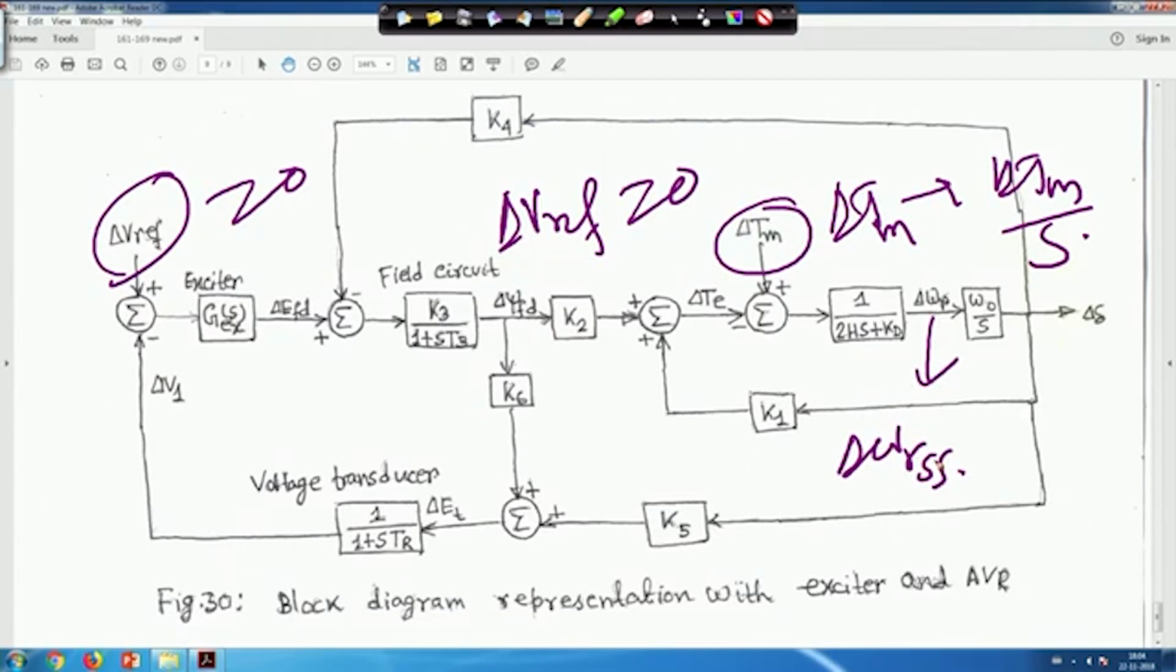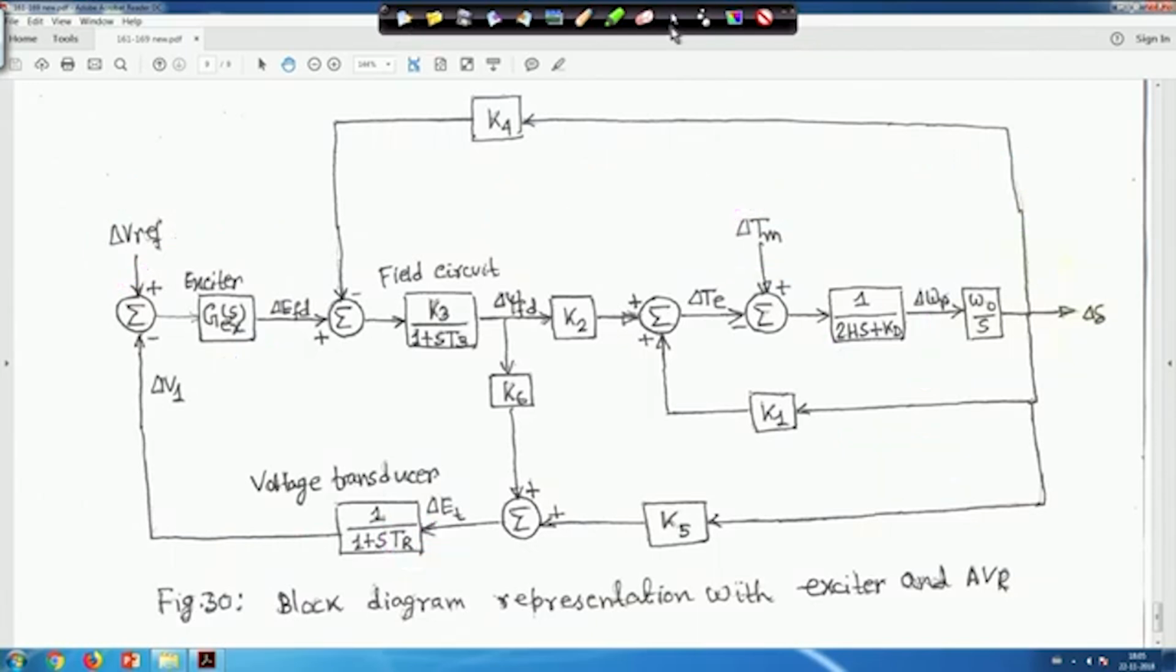Other parameters are given, for example, this value K is given, and for simplicity we may neglect this one. If we want, we may neglect T r, because T r is very small. From this figure we will derive delta omega r in terms of delta T m, considering all other parameters K 1, K 2, K 3, K 4, K 5, K 6, all given before. We will use the same parameters. So, this is figure 30 and page number 169.